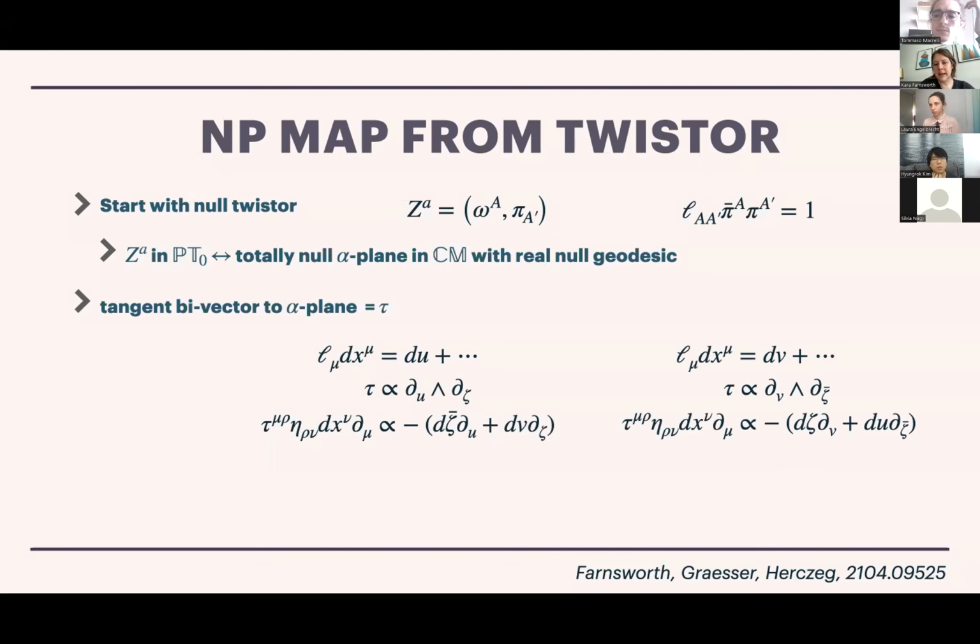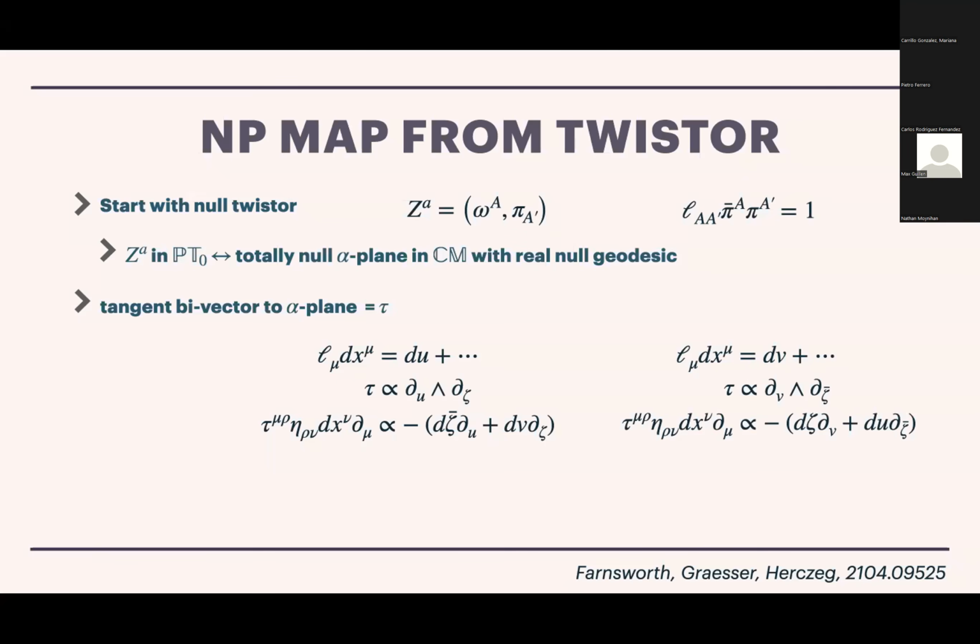If I instead look at setting the coefficient of dv to be 1 in my null vector, that gives me a different alpha plane and a different tangent bivector to the alpha plane, which is associated with sort of the opposite version of K hat. So this is nice. It gives us a nice sort of geometric interpretation of why a particular K hat goes with a particular phi.